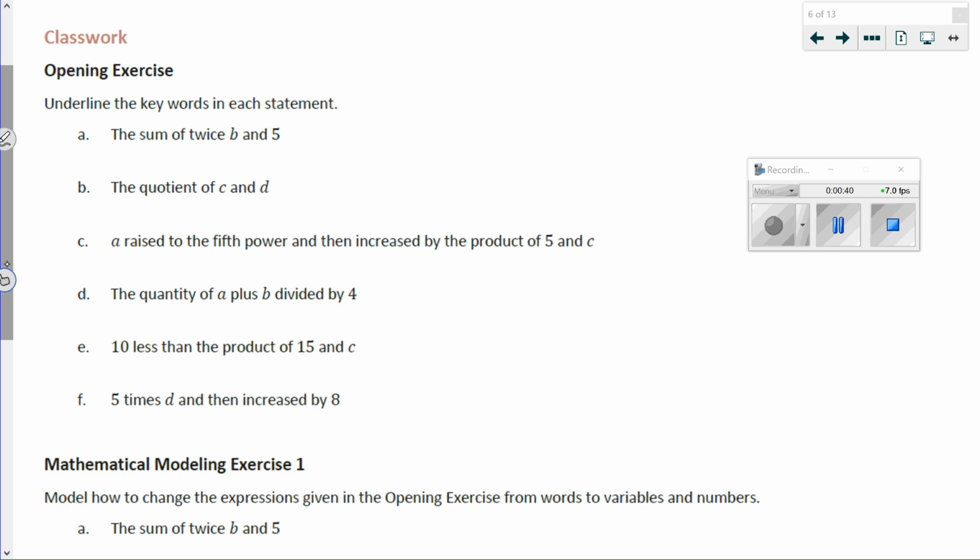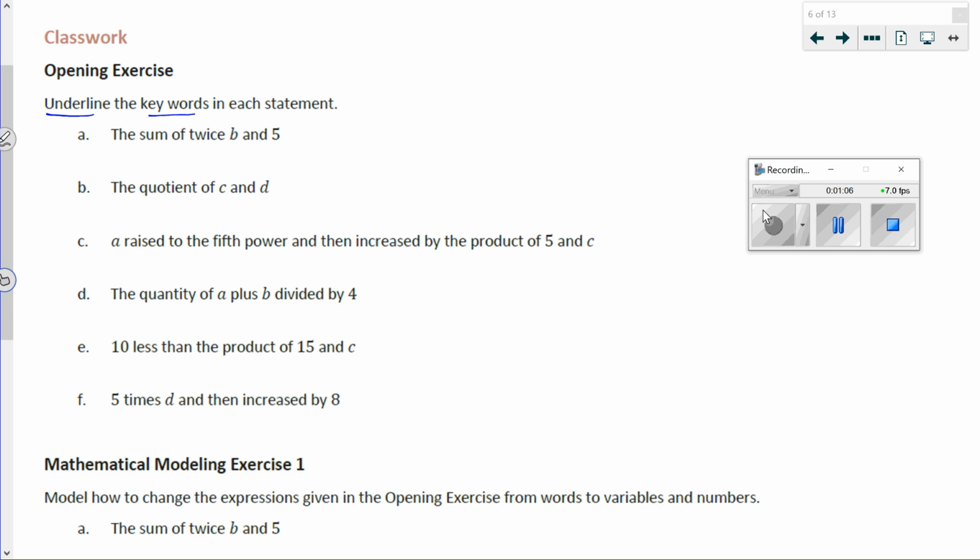You can see our opening exercise, the whole piece is underlining keywords in each statement. Basically it's saying mark your text. That means circle numbers and units, underline key math terms. You don't have any boxing because the directions are actually right here. It's the same directions. You've got 6 of them to do. I'll give you 2 minutes. Go.